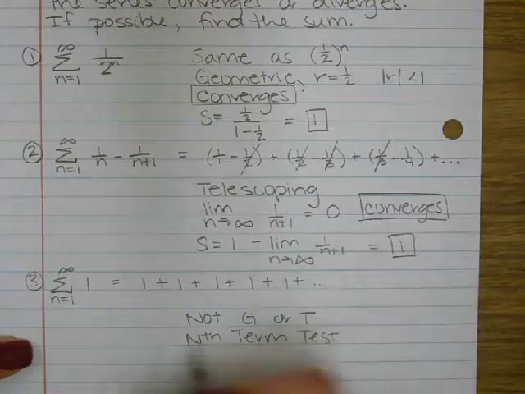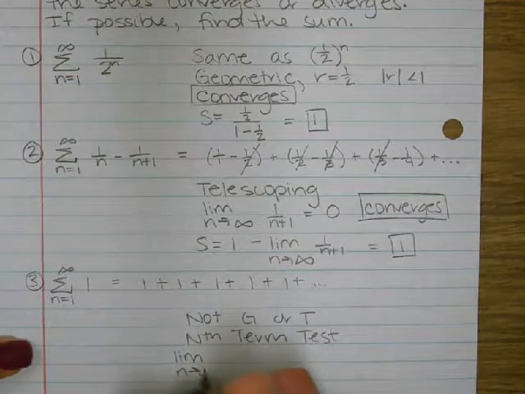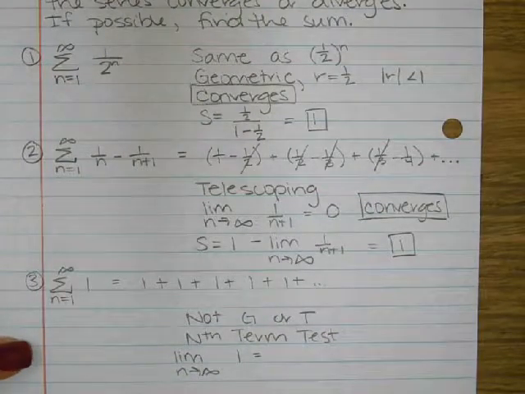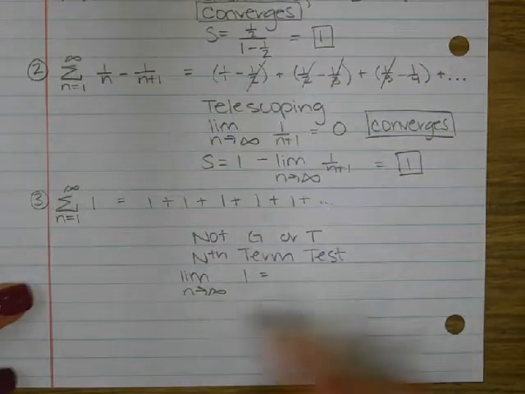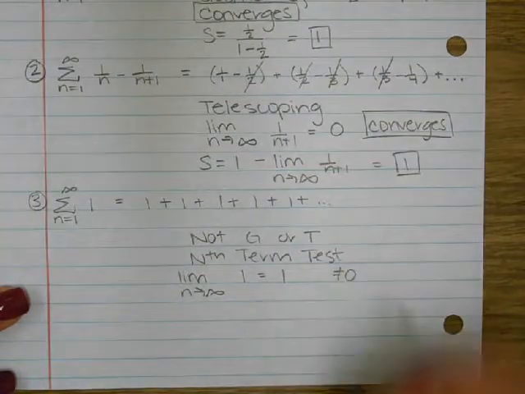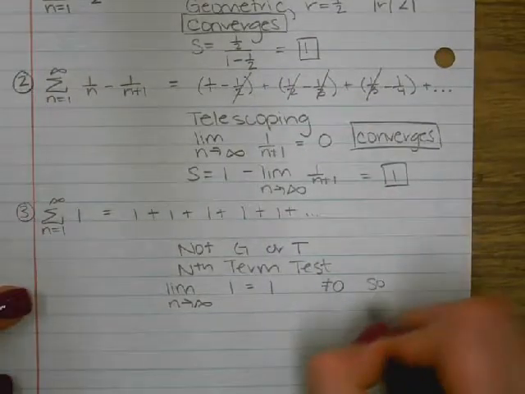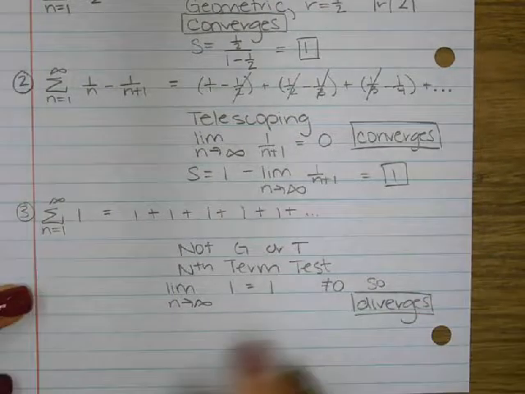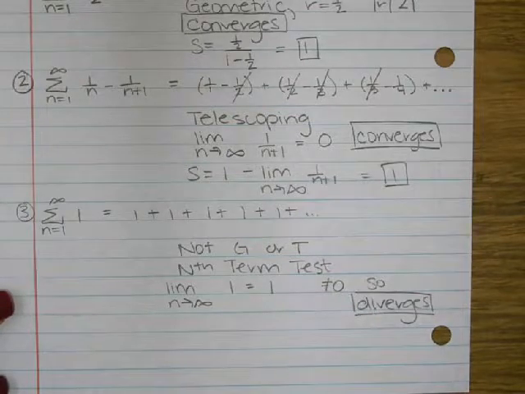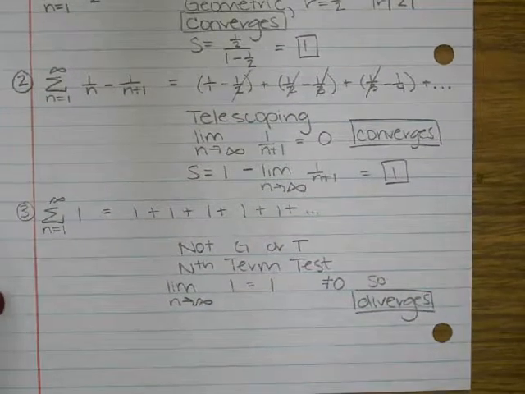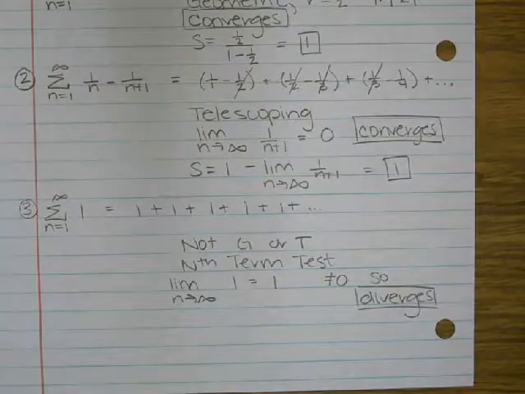And the nth term test says take the limit as n goes to infinity of the sequence, which is 1. And I can't plug infinity in anywhere. So that means the limit as n goes to infinity, that's just 1. And this limit does not equal 0, so we know that this diverges. Remember, if it equals 0, it's inconclusive. We don't know what it means, but if it doesn't equal 0, it definitely diverges. And if you think about this, it makes sense because you're repeatedly adding 1, so your sum is going to get bigger and bigger and bigger. It's definitely not going to converge to a specific sum or a specific value.